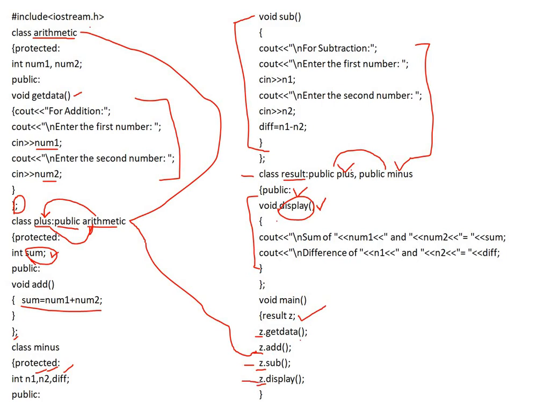statement, that is z.display. Here display is invoked by using z. Z is an object of the result class. Immediately execution control goes to the result class, searches for the display member function definition. This is the display member function definition. Under the display member function definition, we have only two cout statements. Cout double less than sum of. Sum of will be displayed as it is in the next line. Next, num1. Num1 will be displayed.